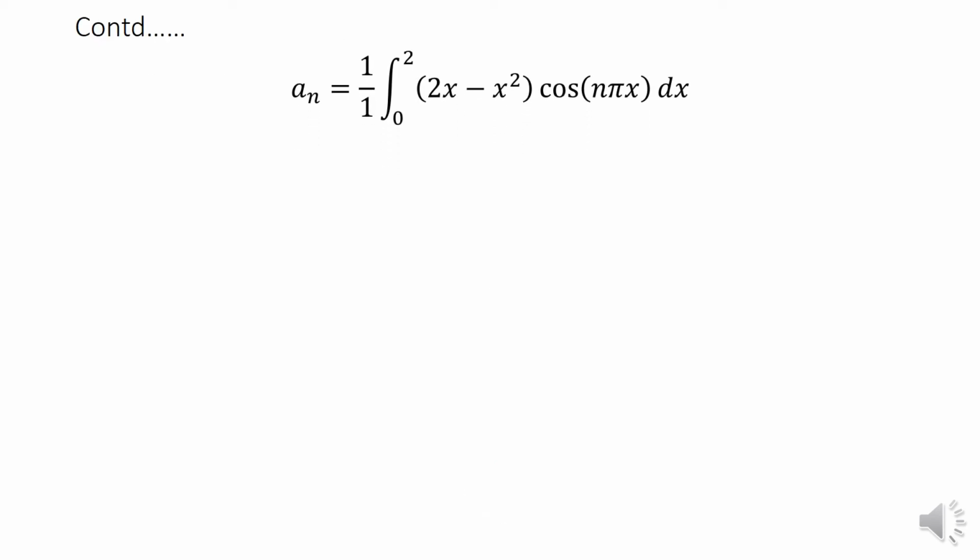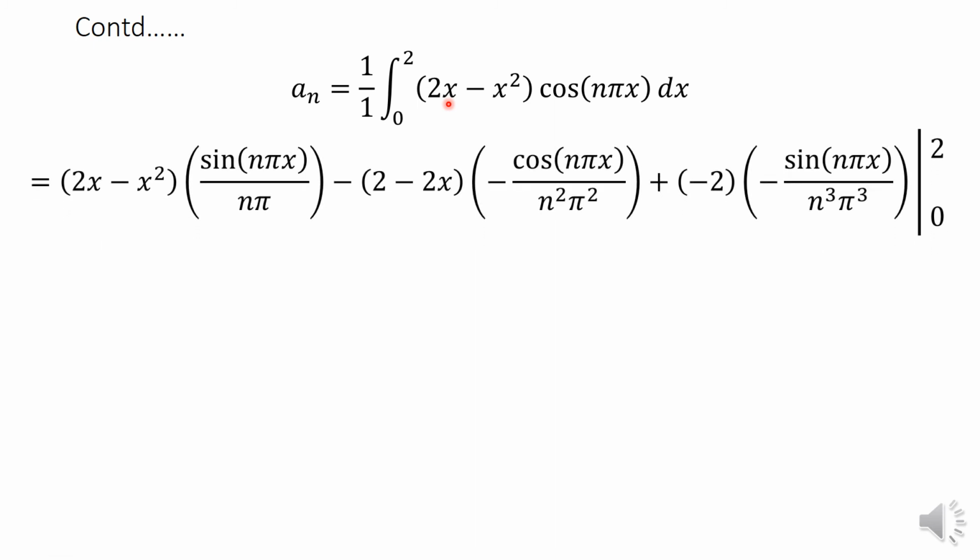The second Fourier constant an: substitute f of x after writing down the formula and integrate this. After integrating and substituting, integrate here by using Leibniz rule, so we get 2x minus x square into the integral of cos, which is sin n pi x by n pi, minus the derivative of this, which is 2 minus 2x. I have already explained this one, and the integral of this is minus cos n pi x by n square. The derivative of this term is minus 2, and the integral of this term is this. So after applying the limits of integration, you will get minus 4 by n square pi square.